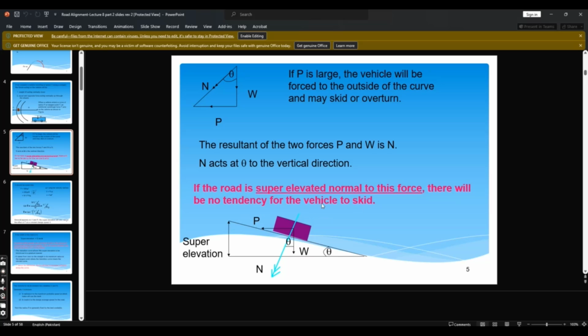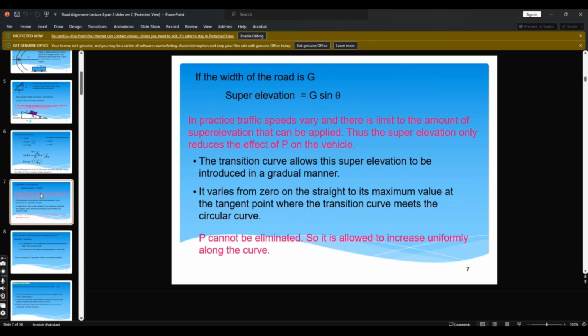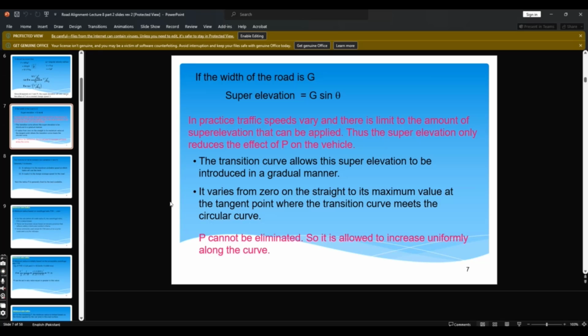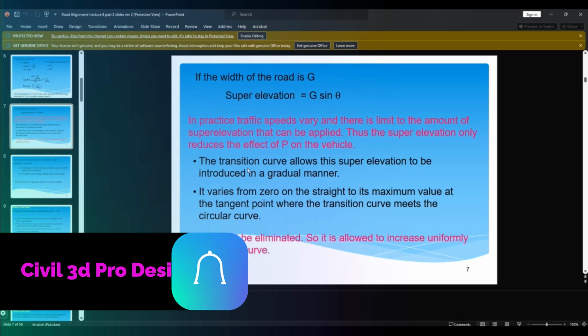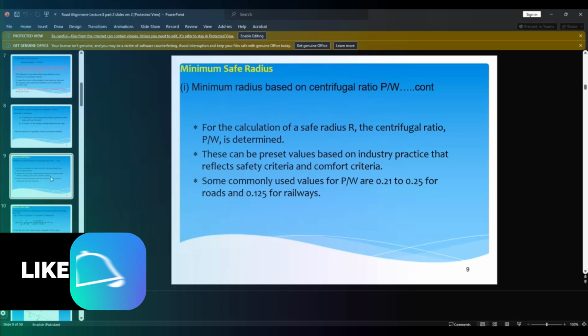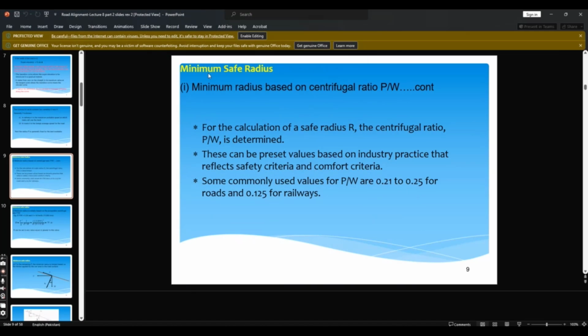Super elevation will also be considered. For a specific speed, you can follow these rules. What is the minimum radius? It should be based on the centrifugal ratio. I will put these slides in the description link. You can download and enjoy.